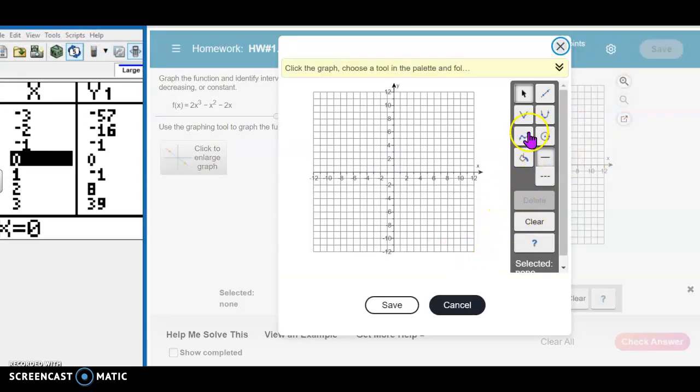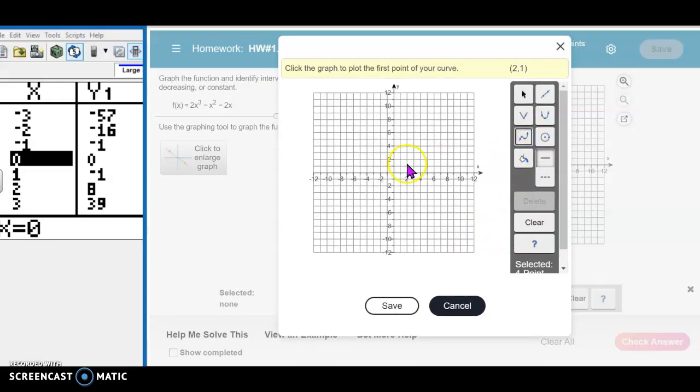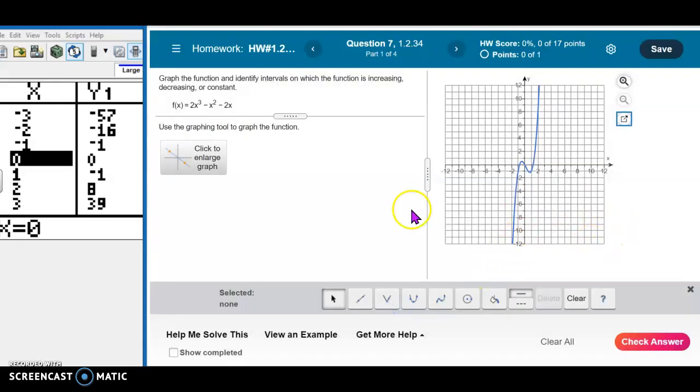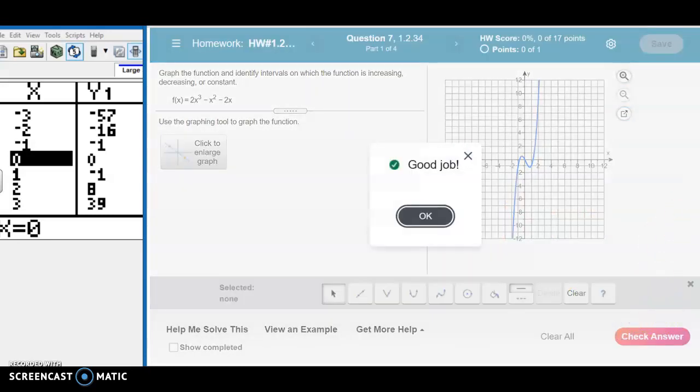All right. So when you go to graph it and you click the polynomial tool, because you know this is going to be a polynomial, we're going to go to negative 1, 0, and then we're going to go to 0, negative 1, and then we're going to go to 2, 8. Those are the 4 points I need to graph it, and I hit save and check answer, and there you go. So you don't have to go back and redo it. I just wanted you to know in case you have future ones.